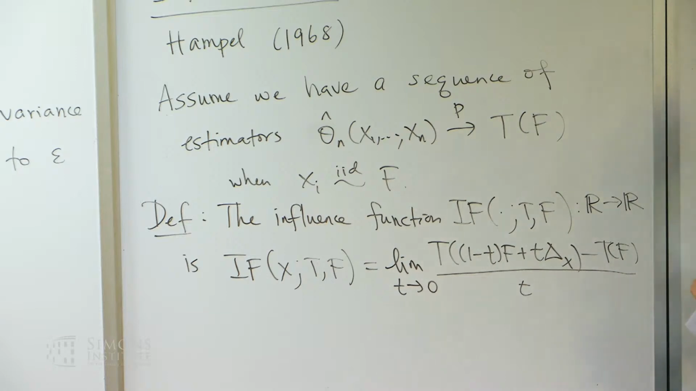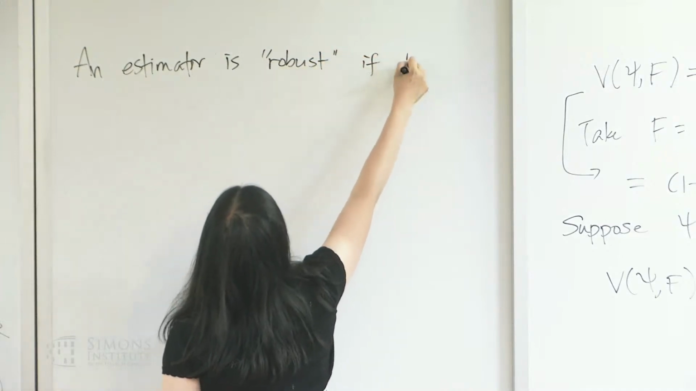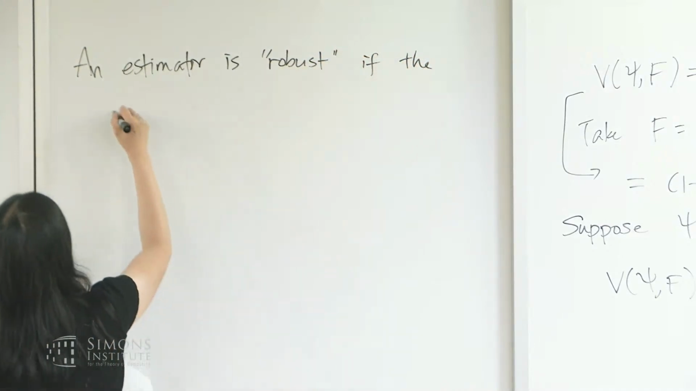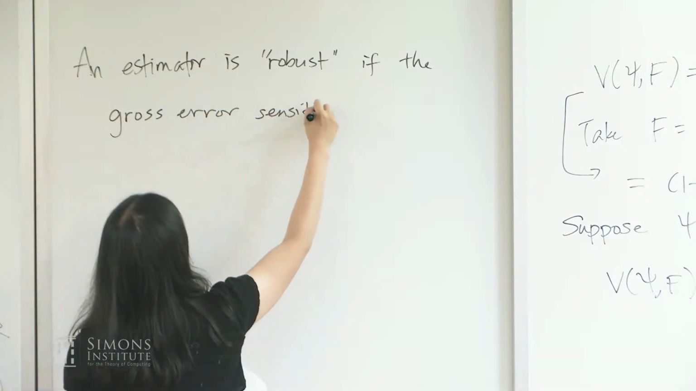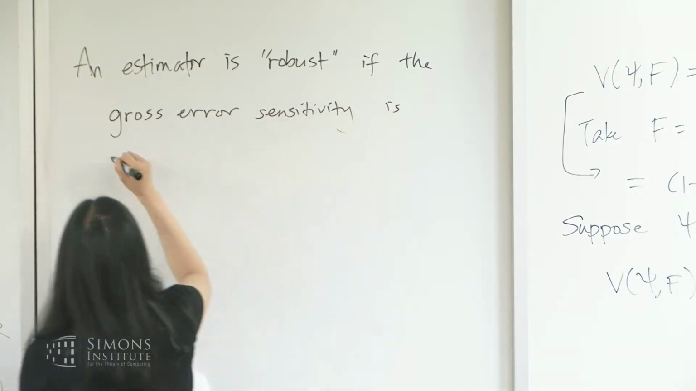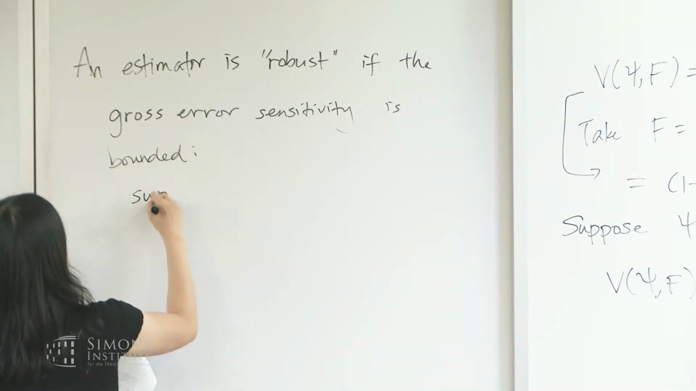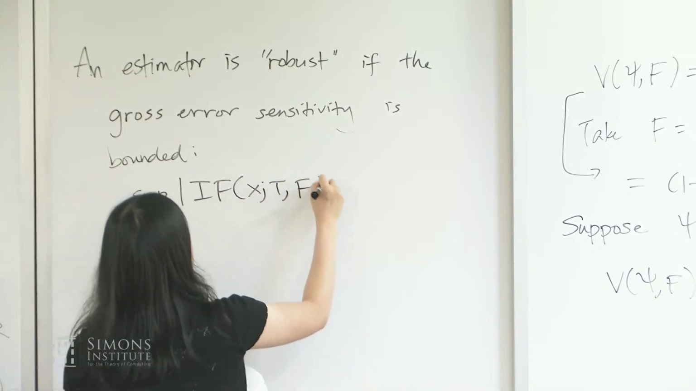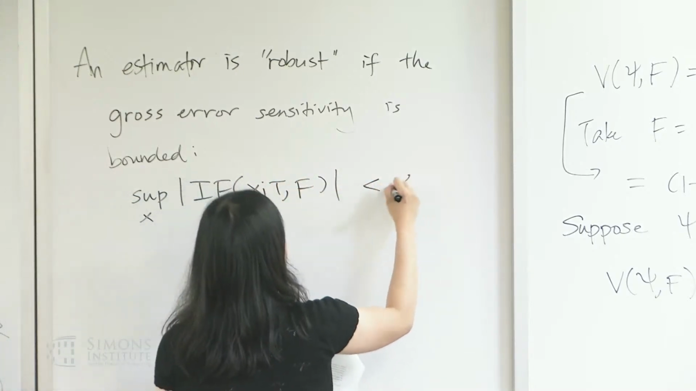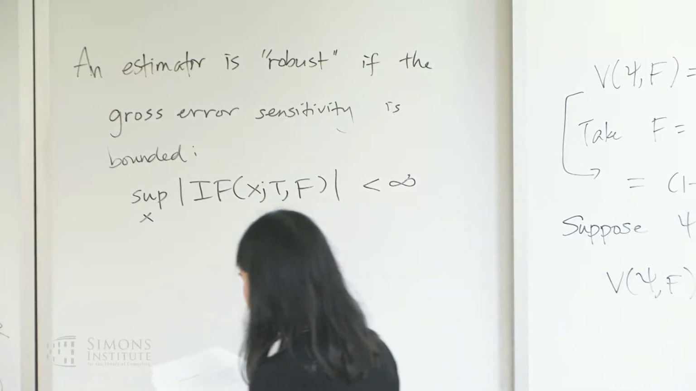So an estimator is robust if the gross error sensitivity is bounded. And what that means is that if you look at a supremum over x of the absolute value of IF of x, T, F, then this thing should be finite.